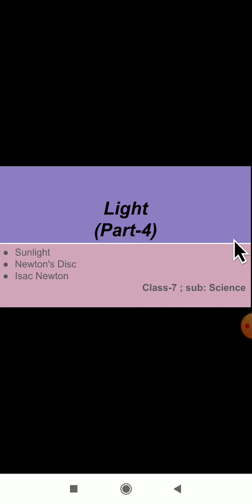Dear students, in the previous video class we were studying the light chapter. We studied about convex and concave lenses and their uses. How was the convex lens? At the center it has a thick surface, and at the two ends it is thin. And what is the concave lens? A concave lens is thin at the center and thick at the two ends. These things we studied in the previous video class.